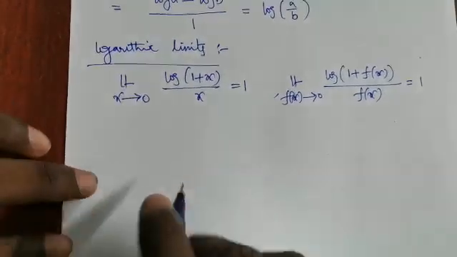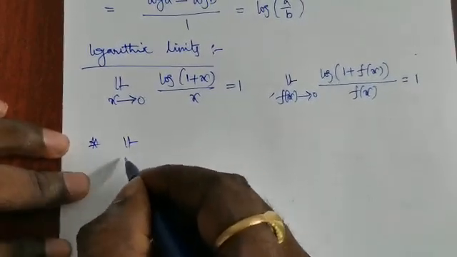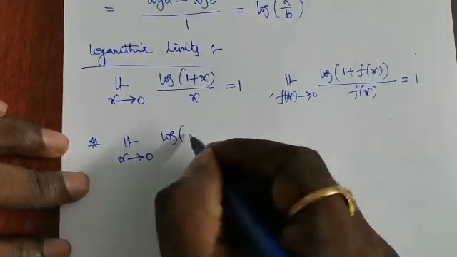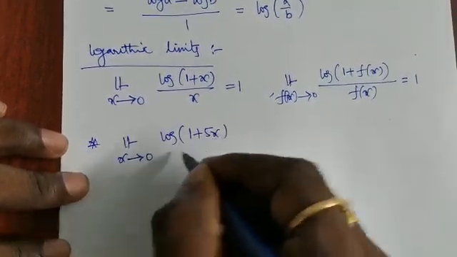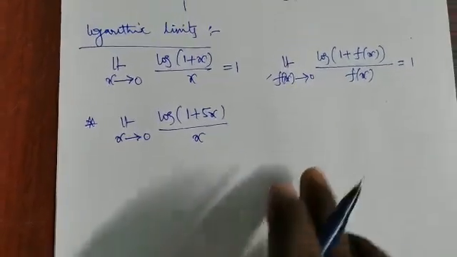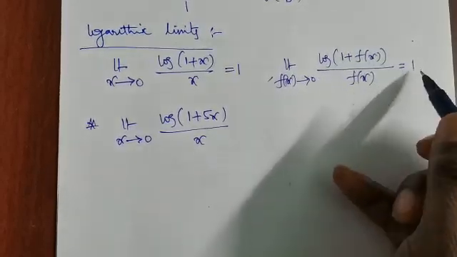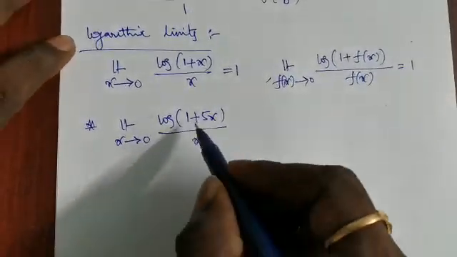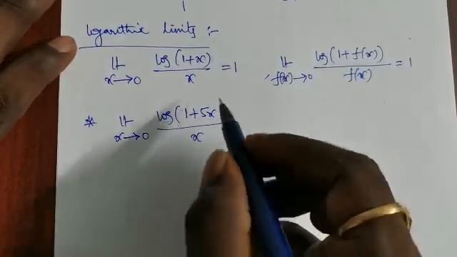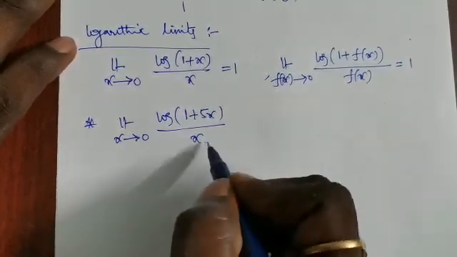Now let us consider one problem. Suppose a simple problem, limit x tends to 0, log of 1 plus 5x divided by x. Now see here, limit f of x tends to 0, log of 1 plus f of x by f of x is what? 1. Now here we have log of 1 plus 5x, and here we have 5x, but here in the denominator we have only x.